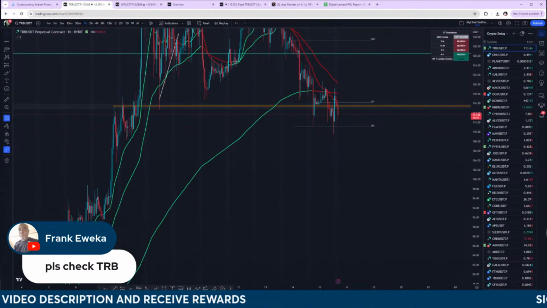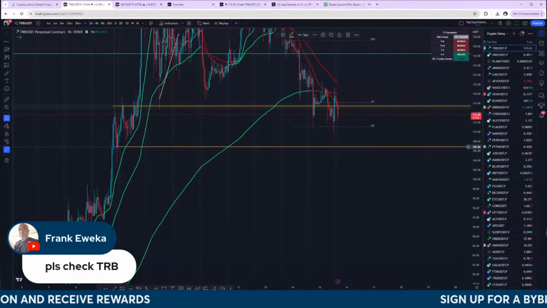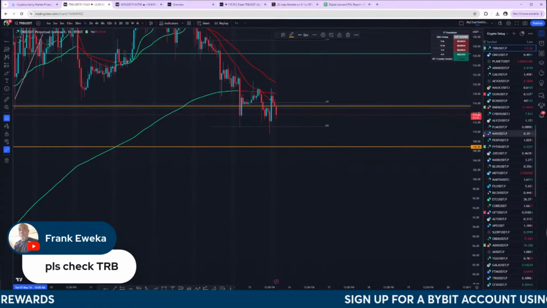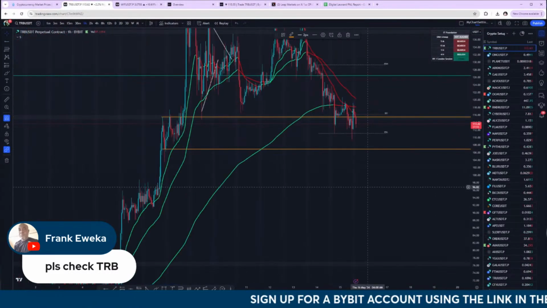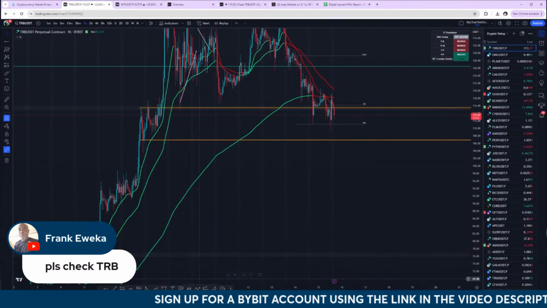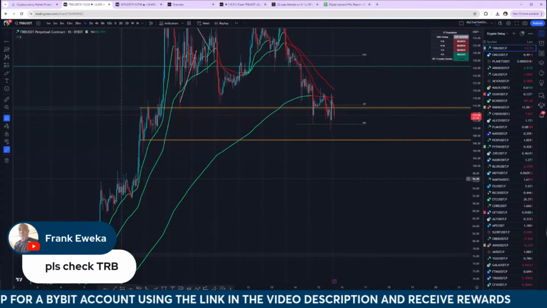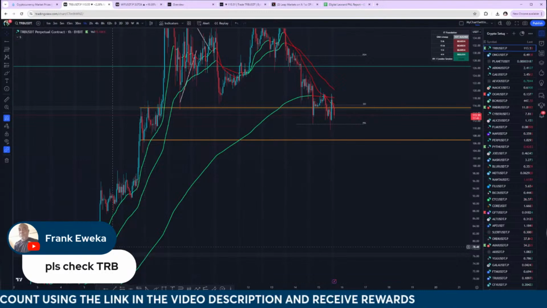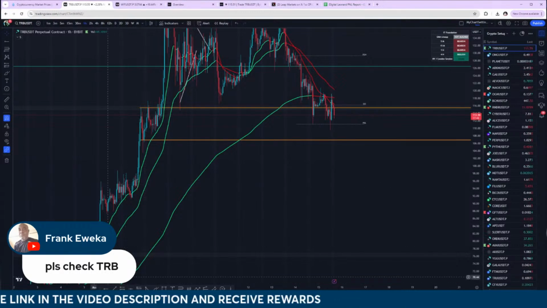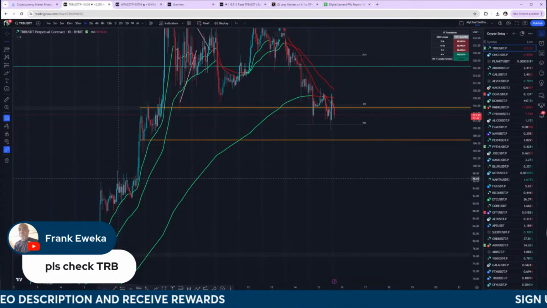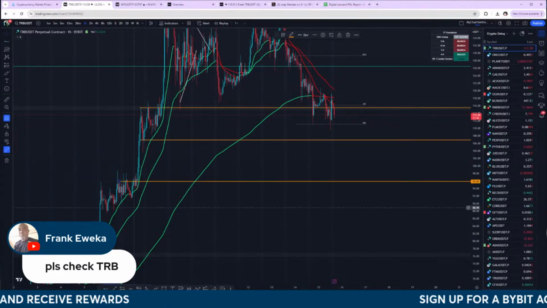But this area is equally an area of interest. I'm still paying attention. If TRB can go below that $100 level, then we can start looking at shorting TRB, till maybe around this area. So we can short TRB. Our next target can be this area here of 95.